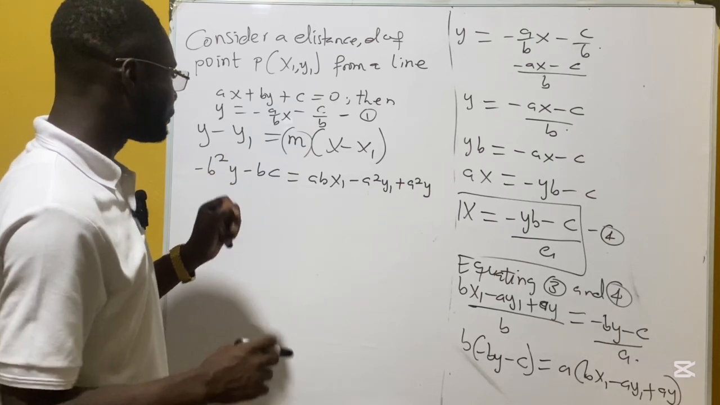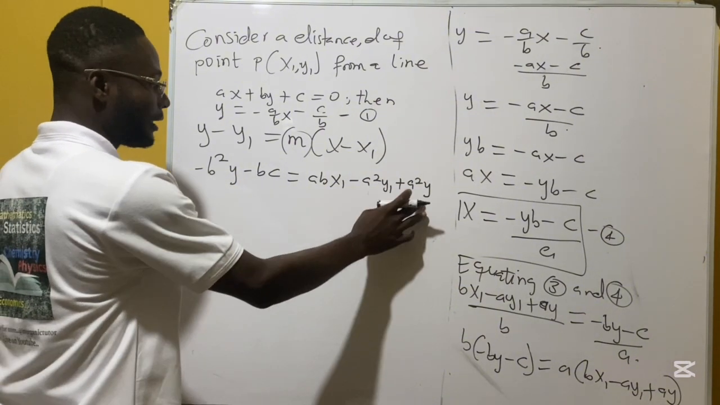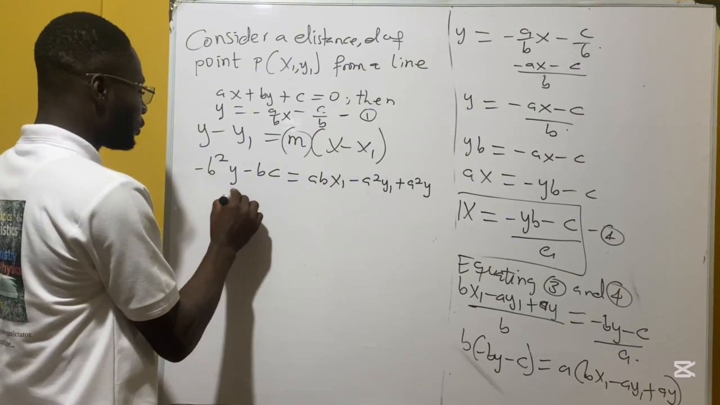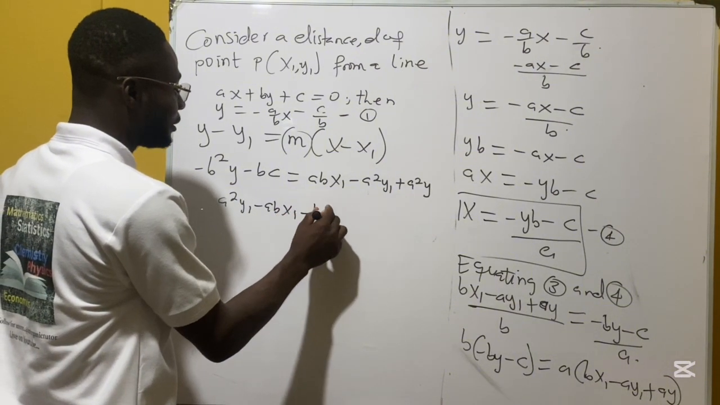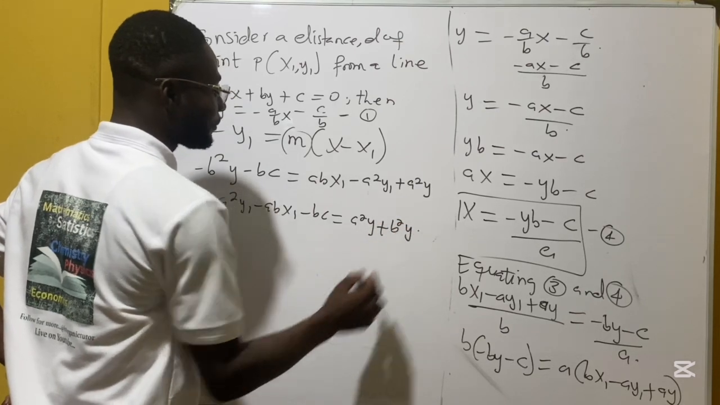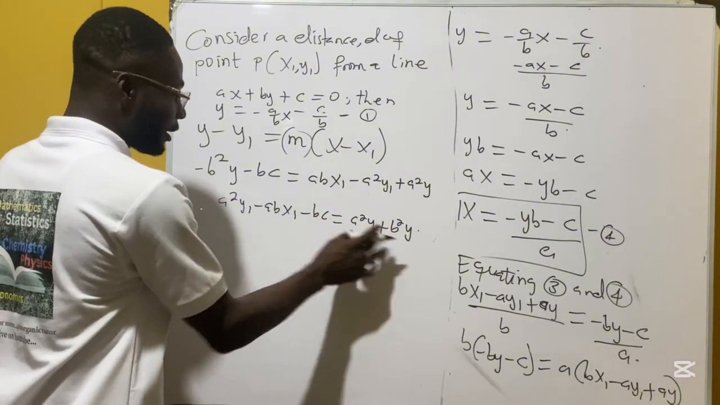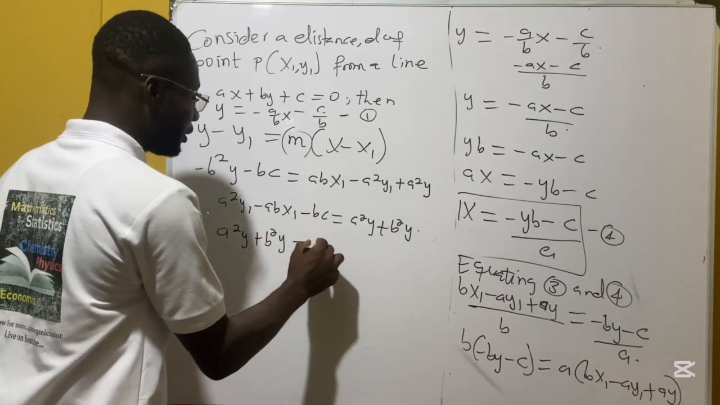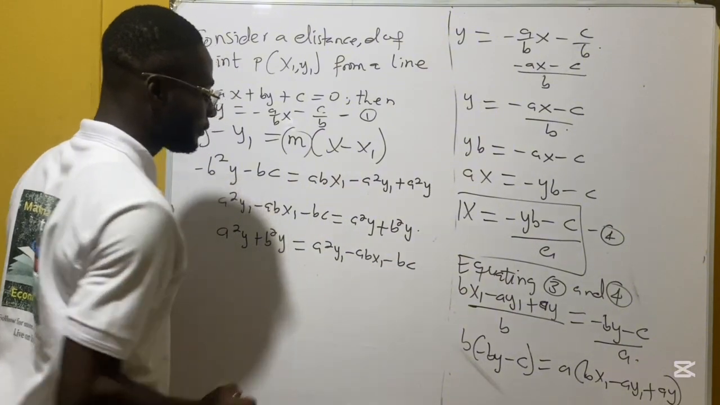So what can we do? We can send this here, right? Let's do that and avoid negatives. So a squared y1 minus abx1 minus bc equals a squared y plus b squared y. Okay, so we need y. So let's bring this here: a squared y plus b squared y equals a squared y1 minus abx1 minus bc, right?